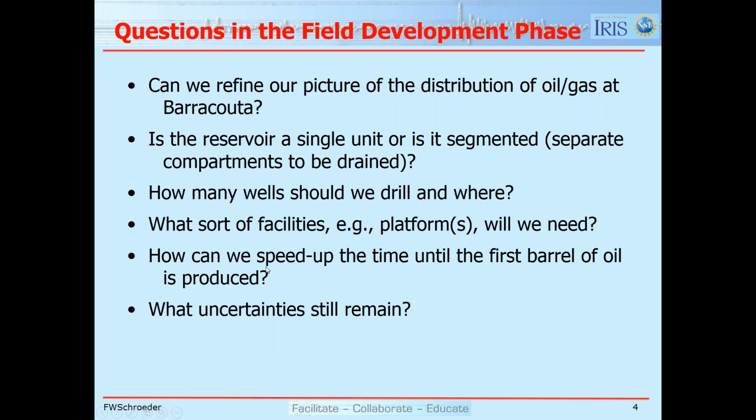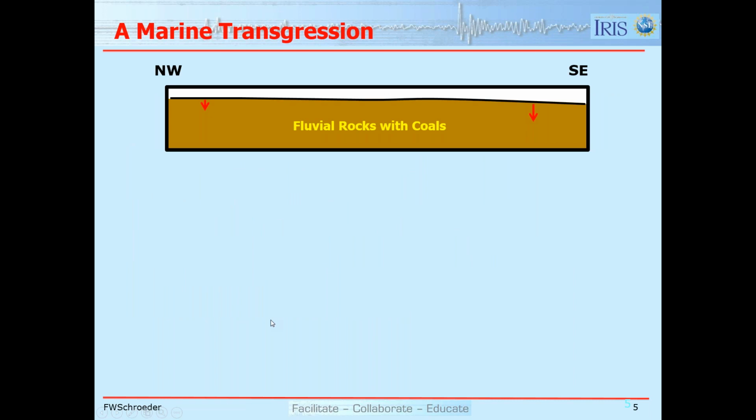Our managers and our stockholders are always interested in speeding up the time till the first barrel of oil is produced, so that we can start to get some payback for all the money that we've invested in this field up to this point. And then what uncertainties still remain, things that we don't know that might impact our business decisions. So for Barracuda, the main reservoir is deposited during a major marine transgression.